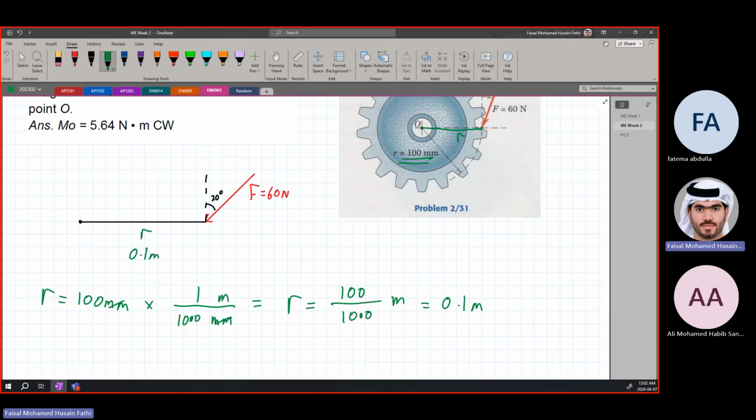All right, so we have the distance, and now we can do the same thing we always do. We break this into components. So we're going to have a component this way.